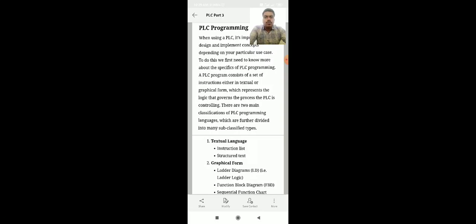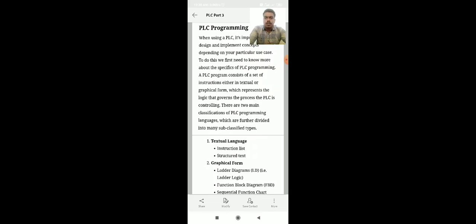For implementing a PLC we have to understand its design and some concepts depending upon our uses, right? To do this we actually have to know some specifications of PLC programming. What are the specifications? There are many instructions used in the PLC. A PLC program consists of a set of instructions.